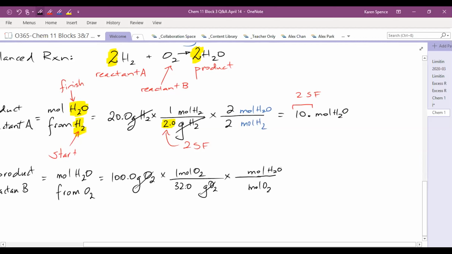So again, that is from our balanced equation. We have a 1 here that doesn't show up. Okay, so there is 1 mole of O2 for every 2 moles of H2O. Okay, so 200 divided by 32. And that gives us 6.25.